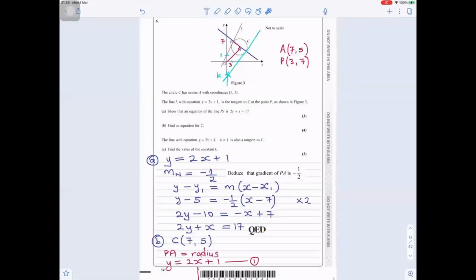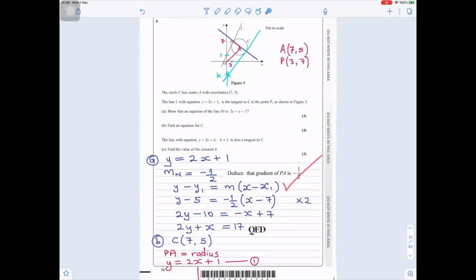So we have the line is y equals 2x plus 1. So we want the gradient of PA. The line is perpendicular to the radius. That's the line there. It's perpendicular to the radius. So to get the gradient of the radius is minus 1 over the gradient of the line. So we deduce that it is minus a half, minus 1 over 2.